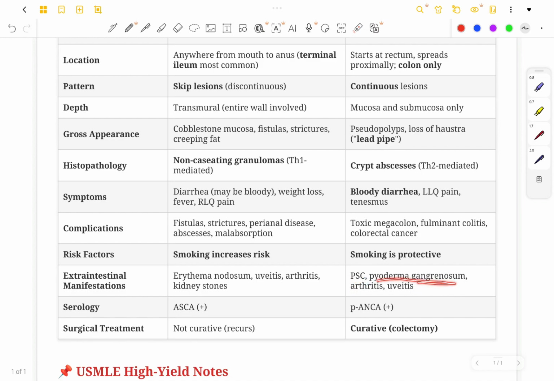10. Serology. Crohn: positive for ASCA, anti-Saccharomyces cerevisiae antibodies. Ulcerative colitis: positive for p-ANCA. 11. Surgical management. Crohn: surgery is not curative, and disease often recurs. Ulcerative colitis: colectomy can be curative.